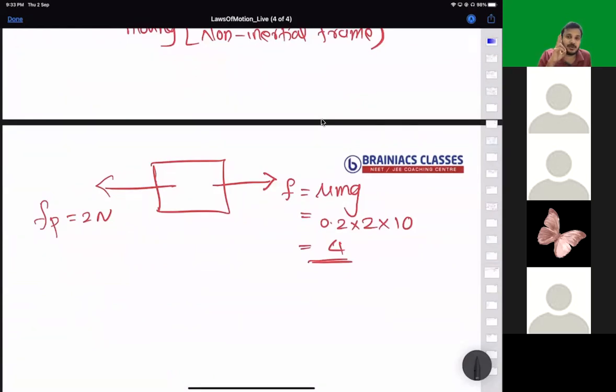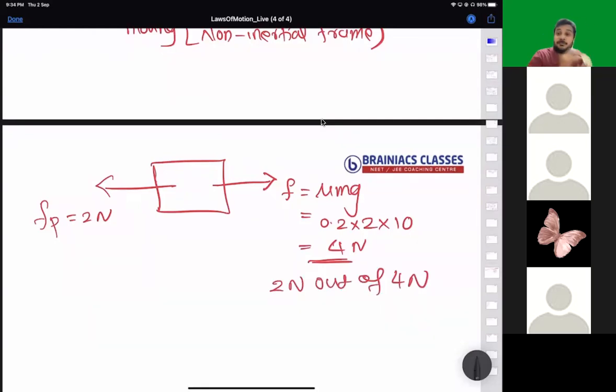The pseudo force is 2 Newton. This force is equal to 4 Newton. This 4 Newton means the maximum frictional force a surface can offer. But maximum 4 Newton a surface can provide. But the backward force, how much is it? It's just 2 Newton. 2 Newton compensate. I don't want to give my maximum frictional force. I need to give only 2 Newton out of 4 Newton.